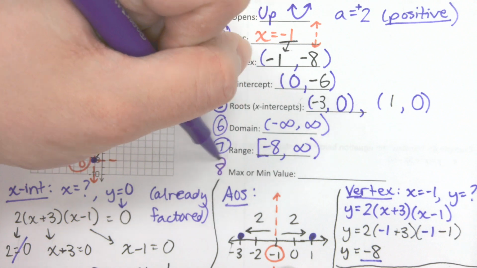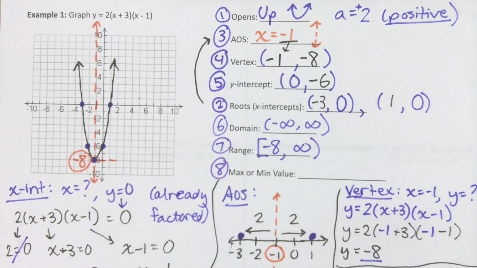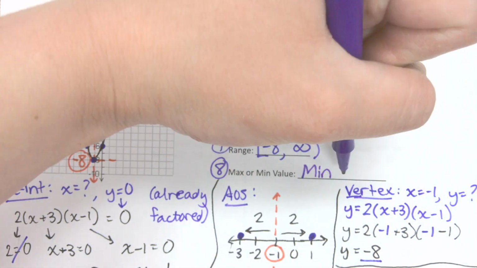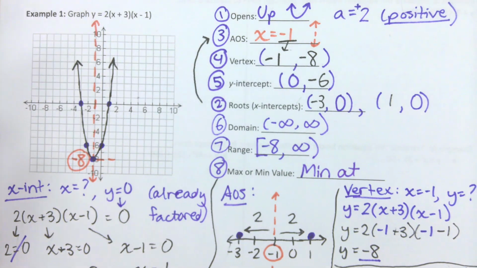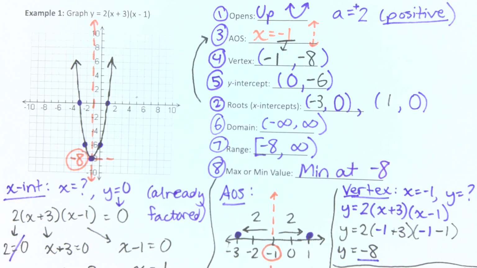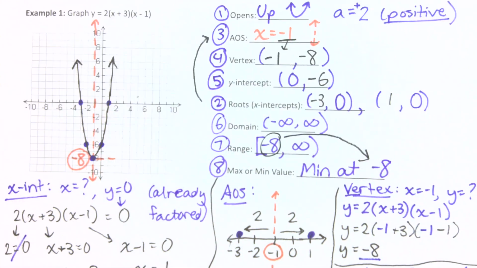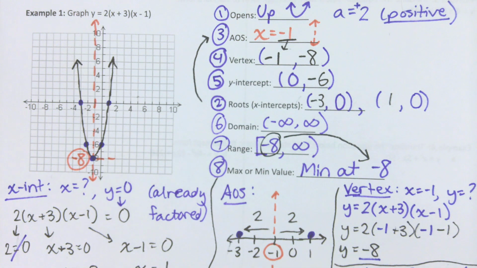Last question. Do we have a max or a min here? We have a min. We have a lowest point. Min at -8. Reminder, that is going to be the same number as what's in the range. Those will match every single time.